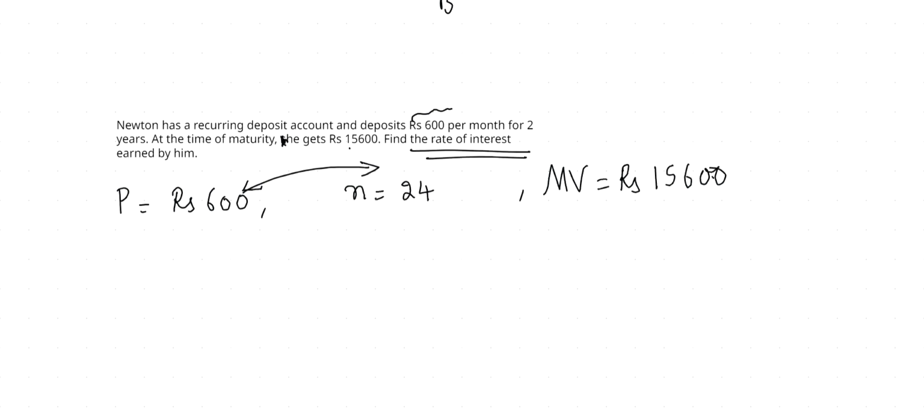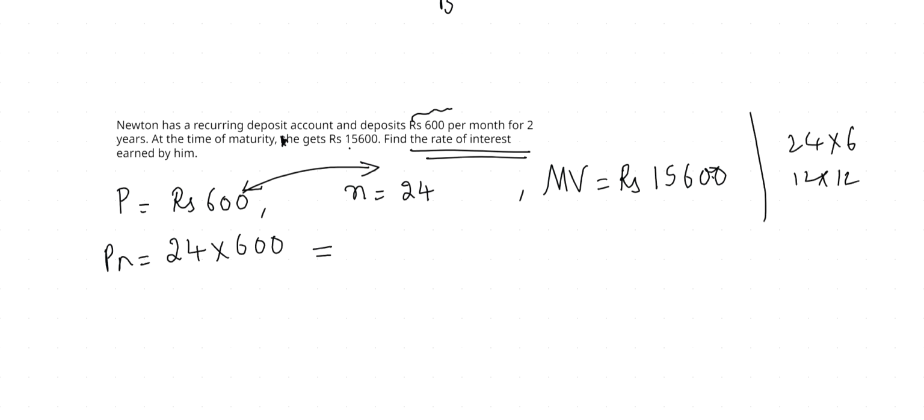Okay. So what is the final investment? What's the amount that you will invest over this period of 24 months? It will be 24 into 600 every month, right? The amount will be n into P. So 24 into 6, it is the same as 12 into 12, 144, so 14,400 rupees. This is the amount that Newton has invested over this 24 months period, because every month he's putting 600 rupees.